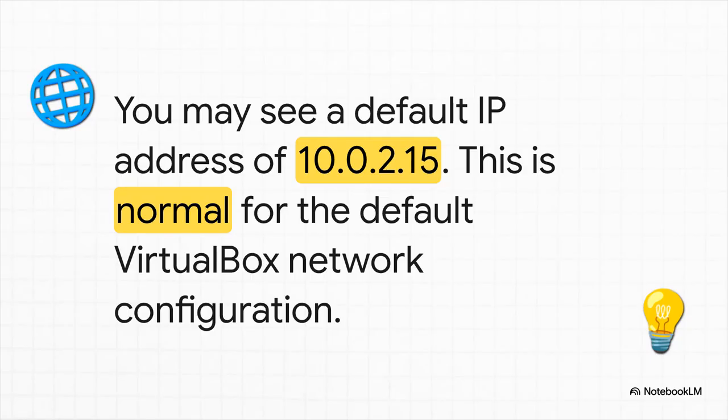Okay, one last little pro tip for you. If you go and check your network settings, you're probably going to see a weird IP address like 10.0.2.15. Don't panic, that's totally normal. It's just how VirtualBox sets things up by default. But for a lot of the things you'll want to do, you'll probably want to go into the VM's settings and change the network adapter to a bridged adapter. That'll let it grab a real IP address from your home router.